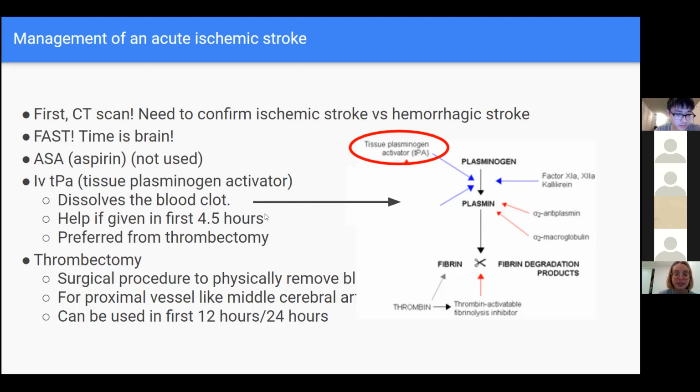IV TPA is really helpful if you give it in the first 4.5 hours. So you really need to act fast. And usually it is preferred over thrombectomy because it's less invasive.